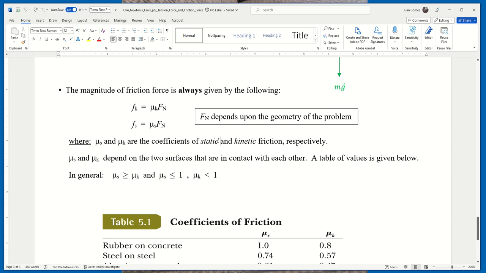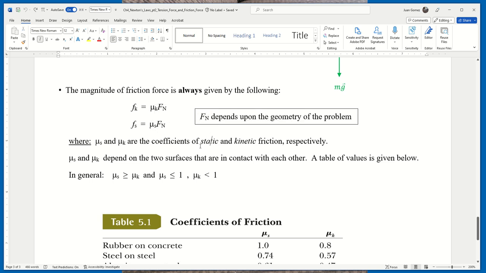Fn, as we know from not the previous lecture, but the one before that, depends on the geometry of the problem. But friction force is always coefficient times normal force. Well, Dr. Gomez, what do you mean by coefficient? Well, notice mu k, that's the Greek letter mu, and the subscript k means that's the coefficient of kinetic friction. Mu is the standard symbol for coefficient of friction. Mu s is the coefficient of static friction.